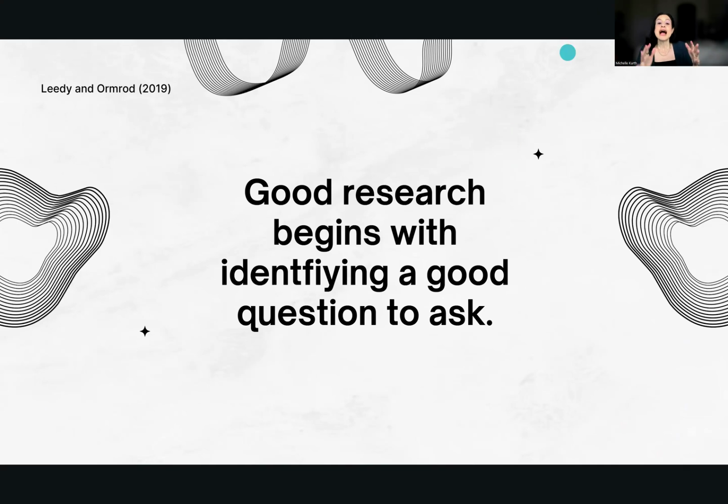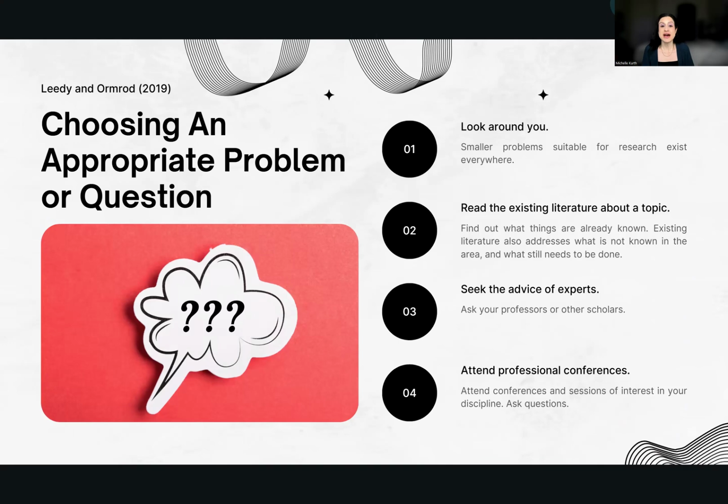So, how do we find the problem? Good research actually begins with identifying a good question to ask, and that is really important to know. And so, how do we do that? How do we choose an appropriate question? How do we choose an appropriate problem? I would say the first thing is look around you, because there are small problems that are suitable for research everywhere you look.